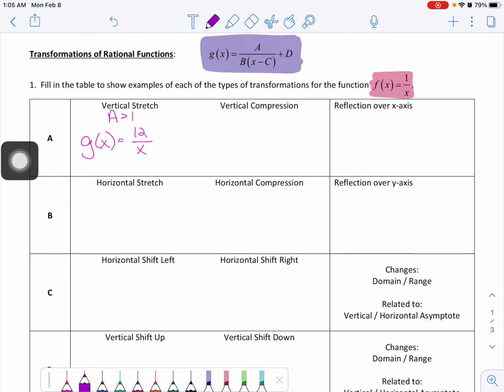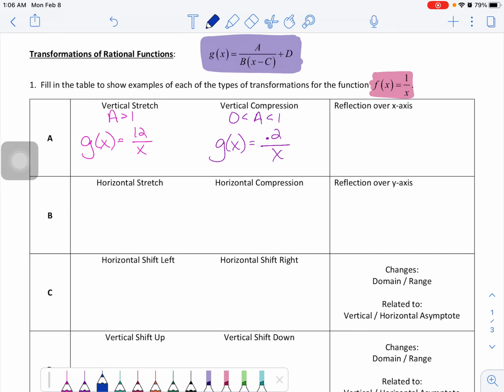A vertical compression is an A value that is between 0 and 1. So A has to be greater than 0 but less than 1. So generally think of your decimal values, your fractional values, but again, keep those fractions and decimals between 0 and 1. So if we did, let's say g of x is equal to 0.2 over x, that would be a vertical compression. You would be compressing all of your points closer to the x-axis.